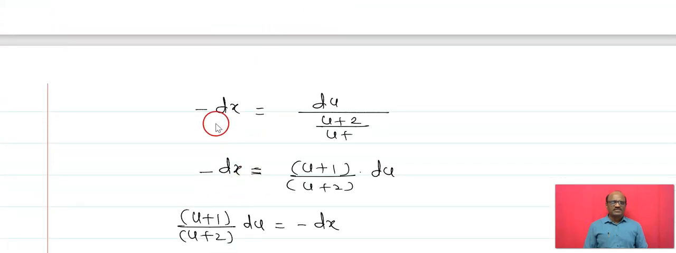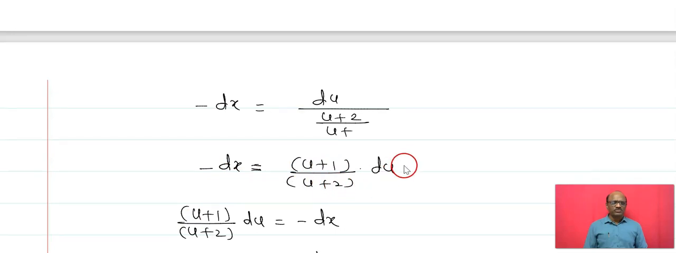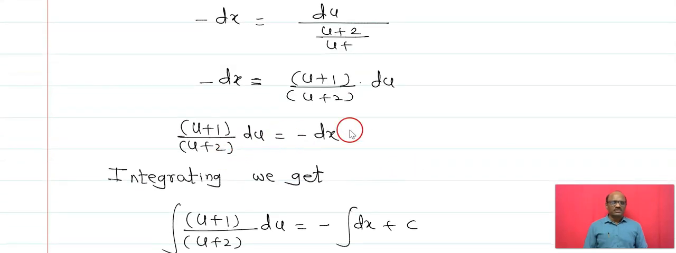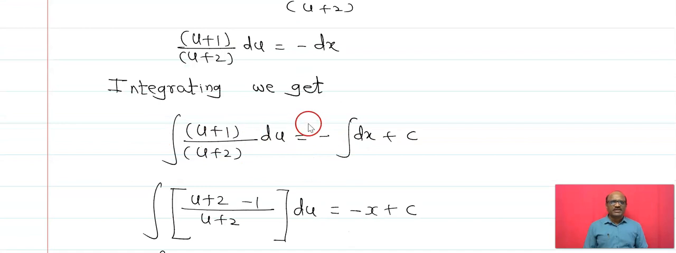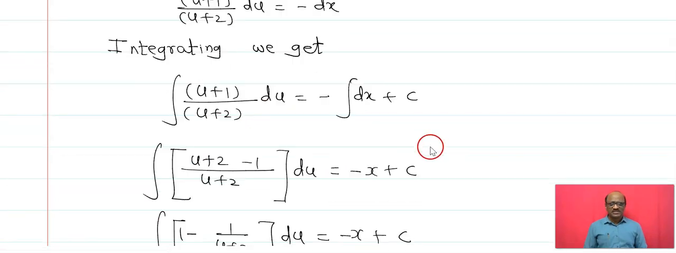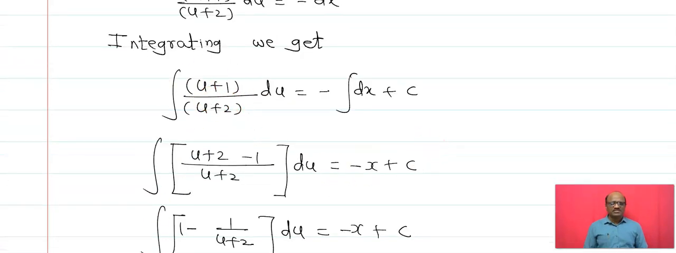Therefore, -dx = du/((u + 2)/(u + 1)). Therefore, -dx = (u + 1)/(u + 2) du. Now this can be written in this manner: (u + 1)/(u + 2) du = -dx. Now, integrating, we get the integral of (u + 1)/(u + 2) du = -the integral of dx + c.